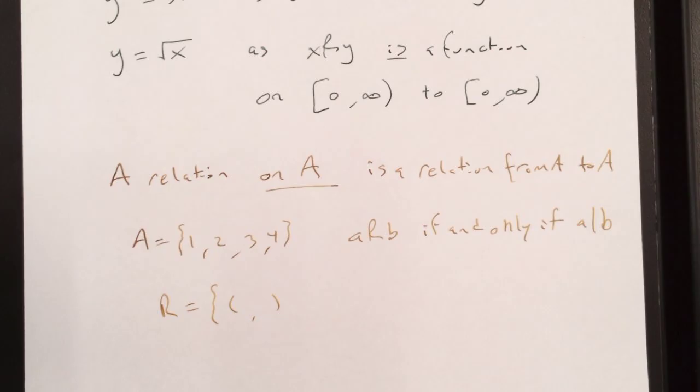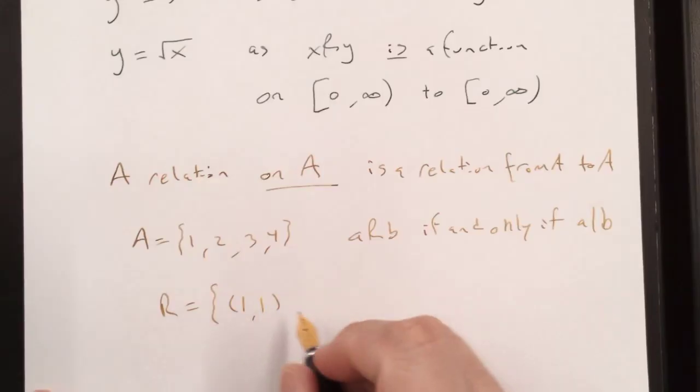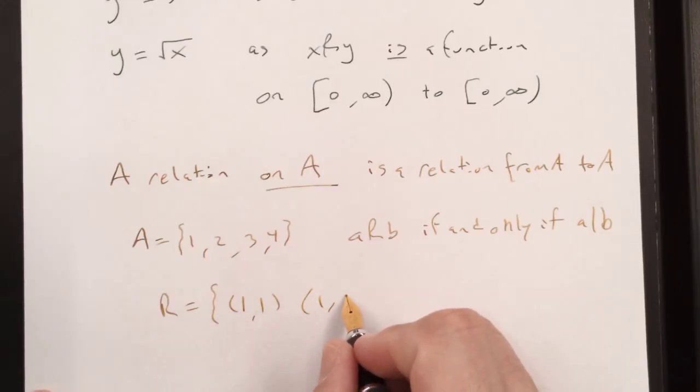How many ordered pairs are in this relation? I got 4, I got 6, 10, 8. All right, let's write them out. A is related to B if and only if A divides B. Pick an element. What does 1 divide? 1 divides 1, 2.